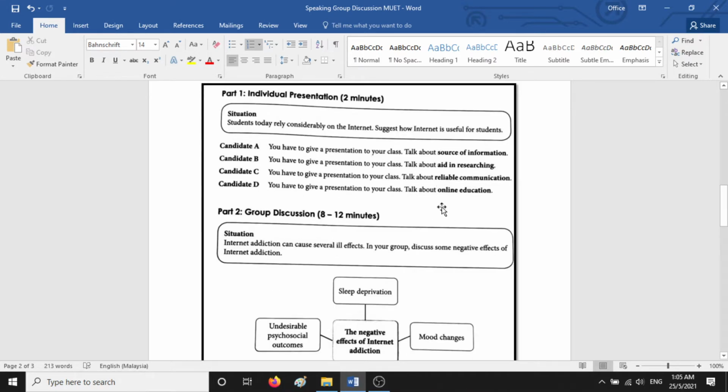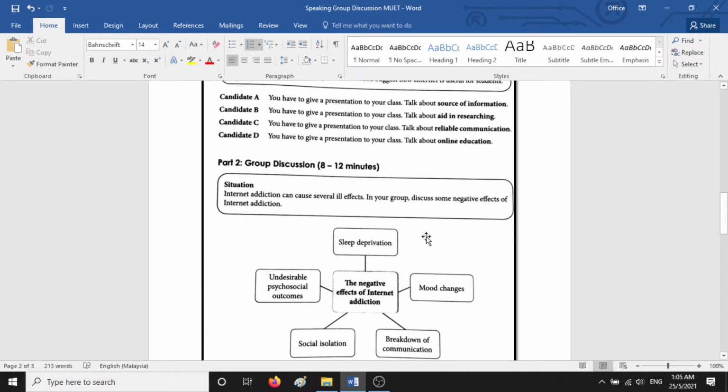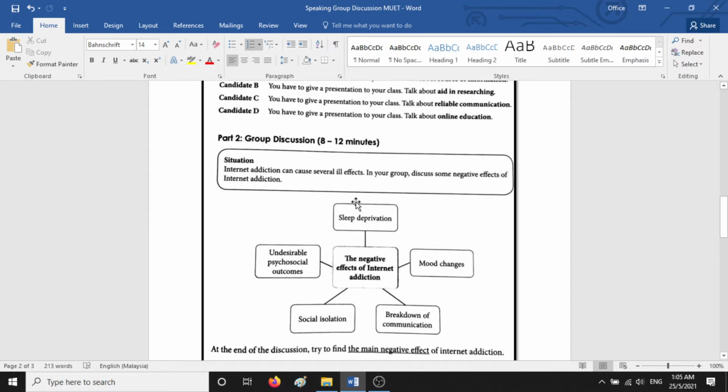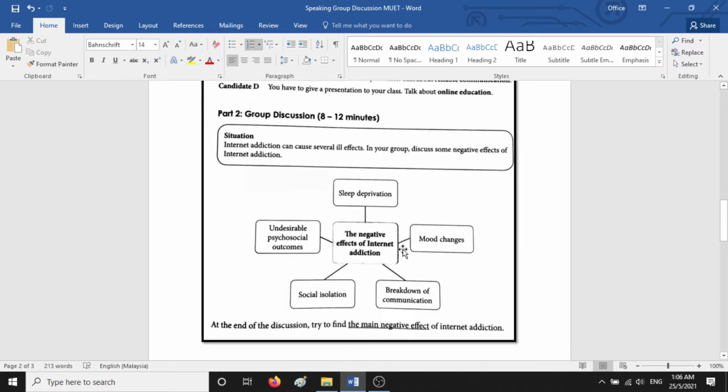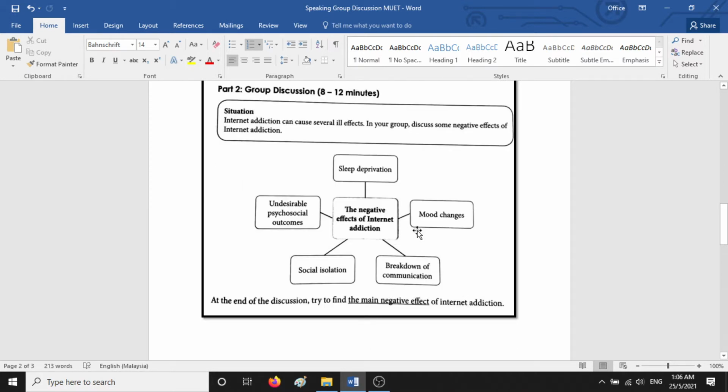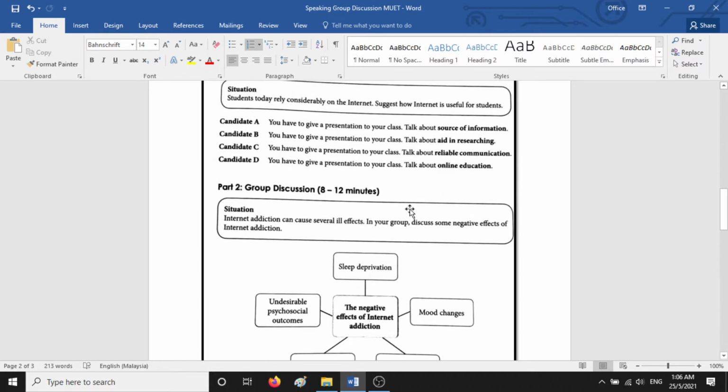When you move to the next question, the group discussion, you will be given another paper. The situation is: internet addiction can cause several ill effects. But you will be given new ideas or new points, and the topic is still related, but the points are given by them. We will go into more details after this. You just need to understand how to do this.